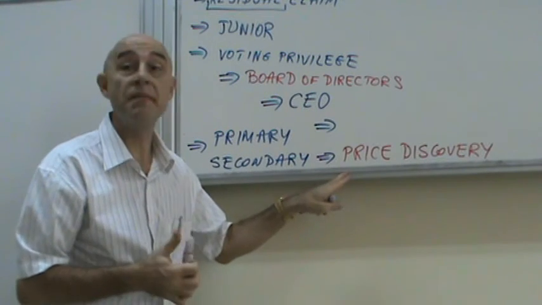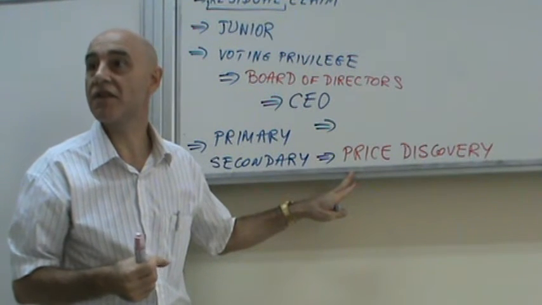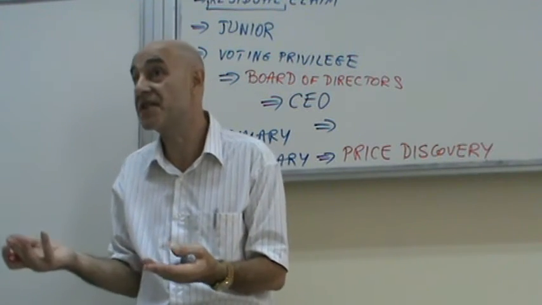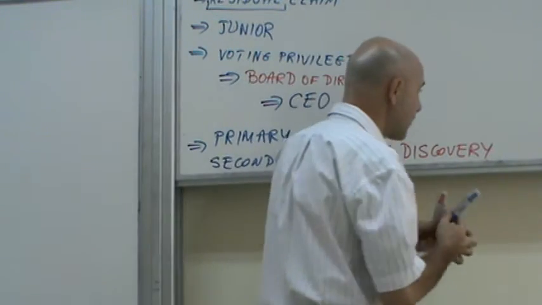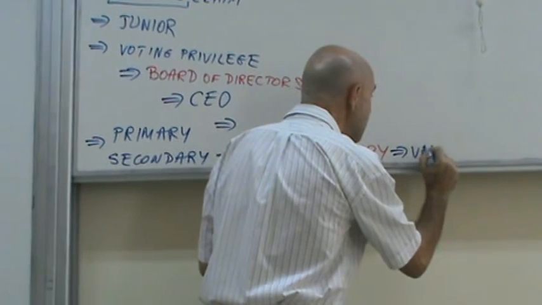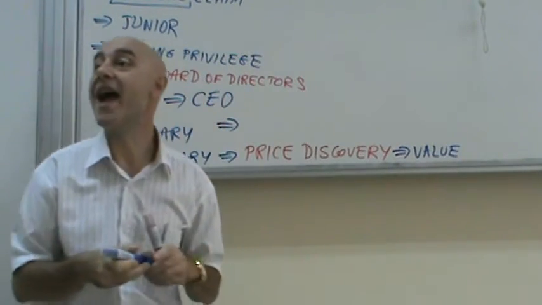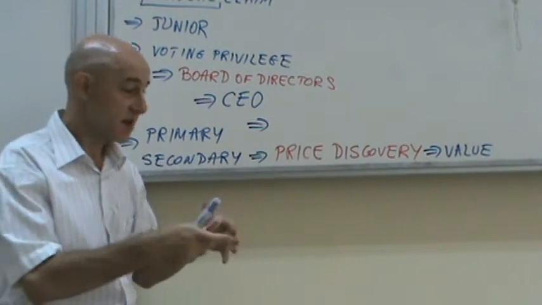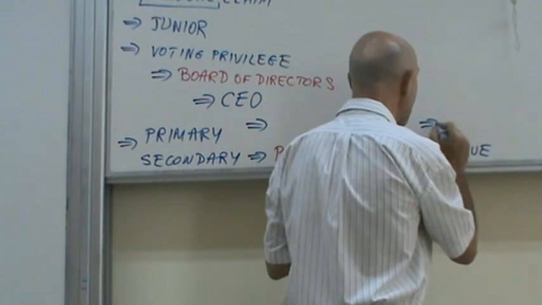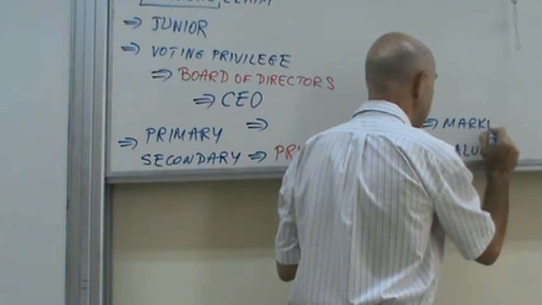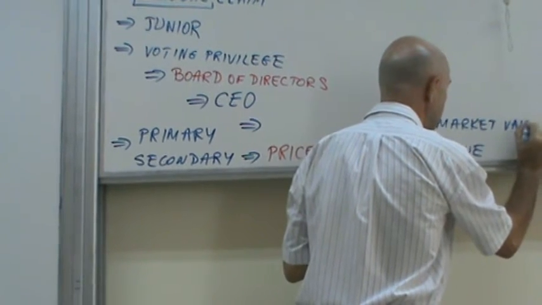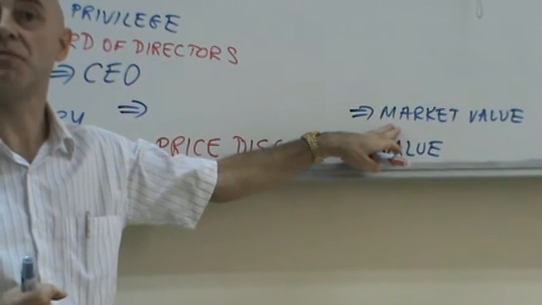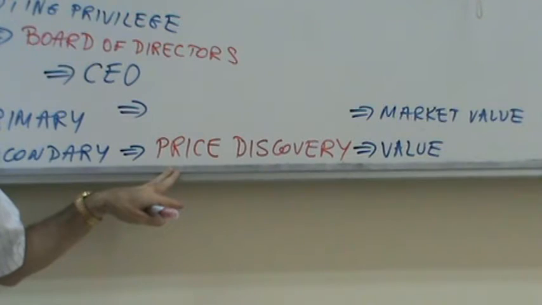With many buyers and many sellers, you can discover the price of a share. I mean, you can look up and say the price is $37, $39. And from price discovery, you can discover the value of the company. The value of the company based on price is called market value. Market value is the value which the market gives to the stock, okay?